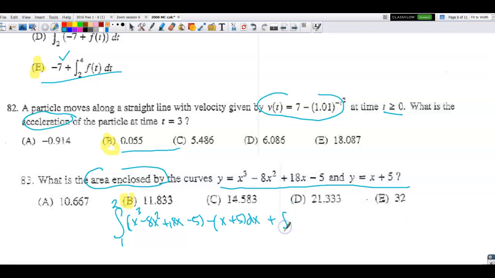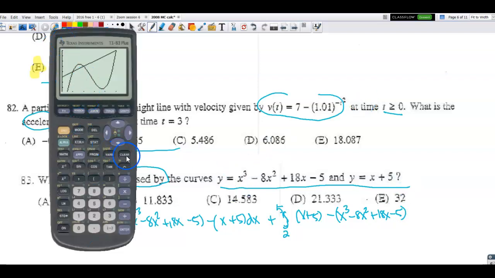and then I would add to that the area from 2 to 5 of, now the line is on top in this, whoops, not y. The line is on top in the second region, so we would have x plus 5 minus, those parentheses are really important. Well, if you were going to do this by hand, x cubed minus 8x squared. They're important when you put them in the calculator too, 18x minus 5. But my functions are in y1 and y2, so I'm going to go back to my calculator, clear. I'm going to go to the home screen and clear that.